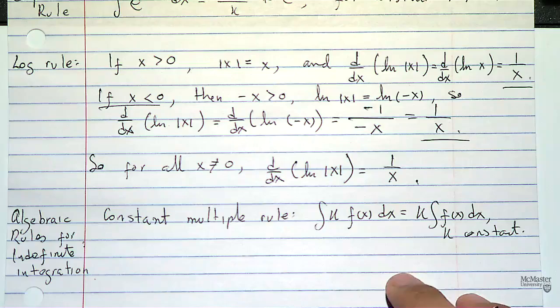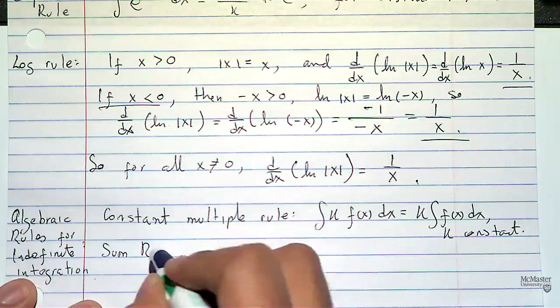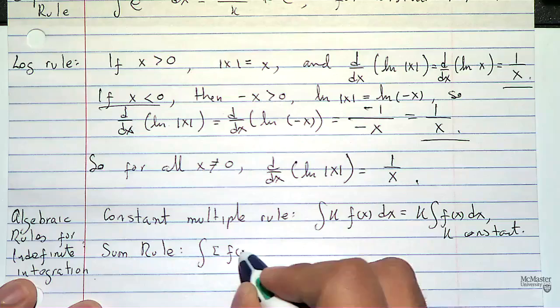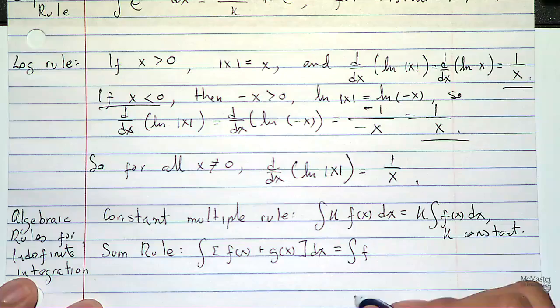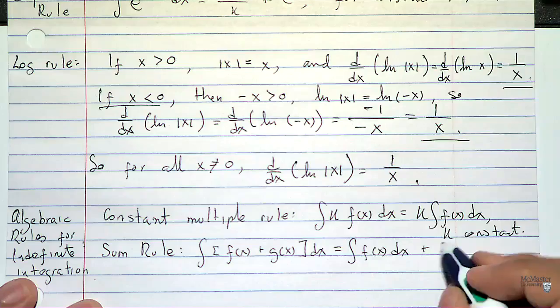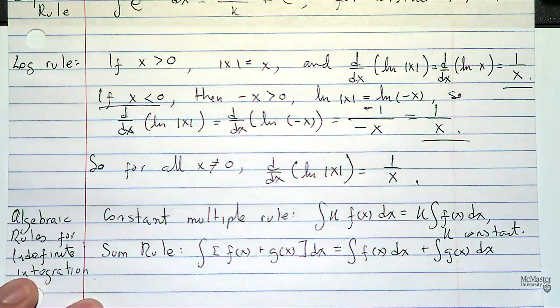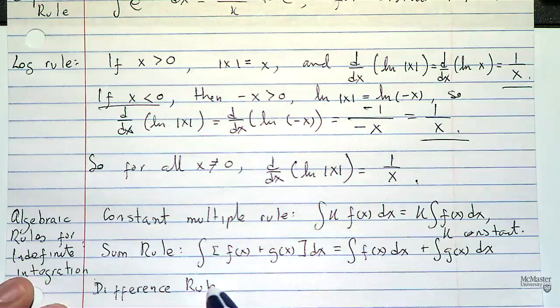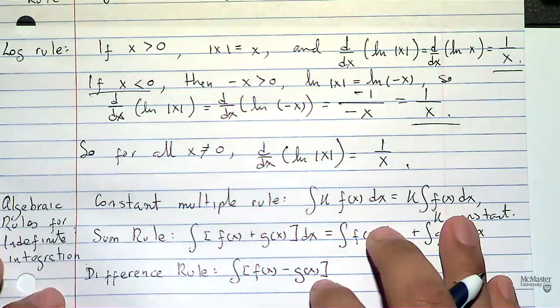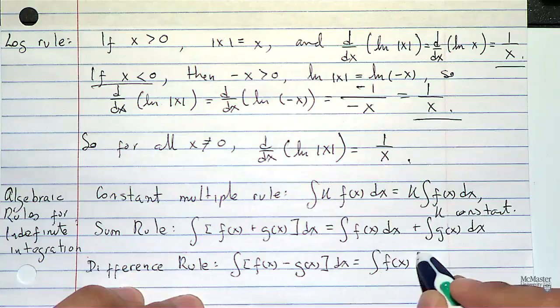What you also have is the so-called sum rule. Let's say I have the integral of a sum of two functions. I'm being careful, having the bracket, etc. Well, the integral of the sum is the sum of the integrals: integral of f dx plus integral of g dx. Again, because the derivatives have the same kind of rules. Then you have a difference rule. In a way, it follows as a consequence from the previous two: if you have the subtraction f minus g, I have the integral of f of x dx minus the integral of g of x dx.